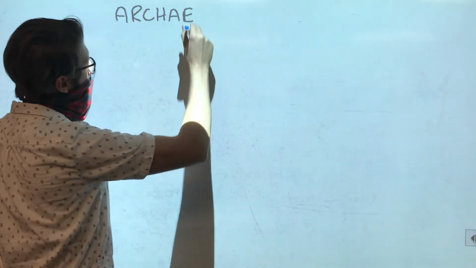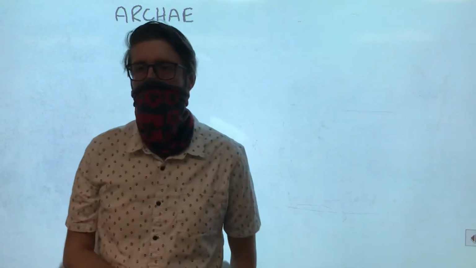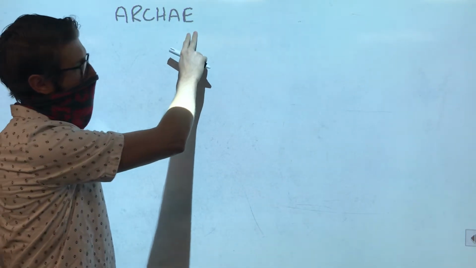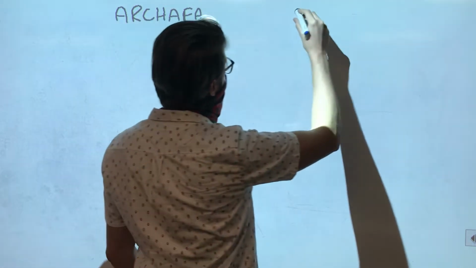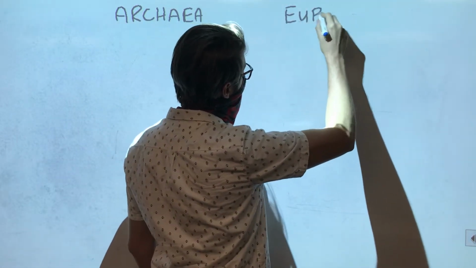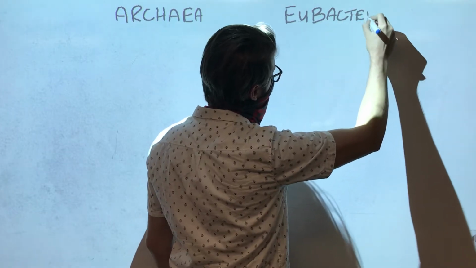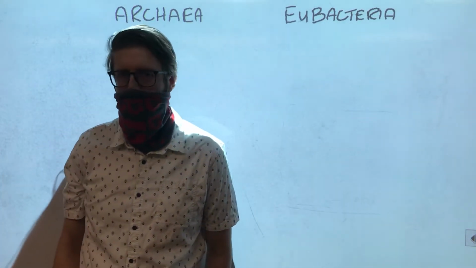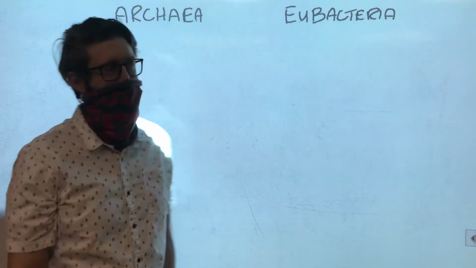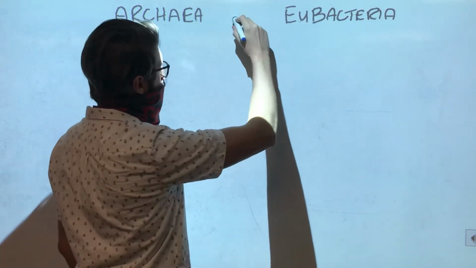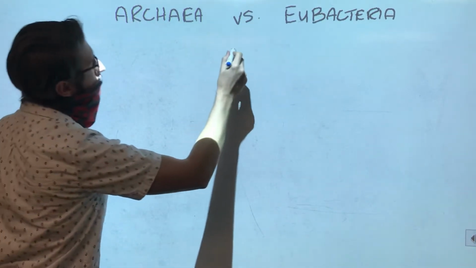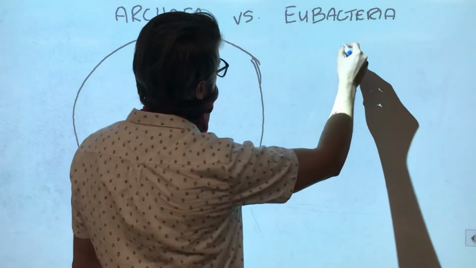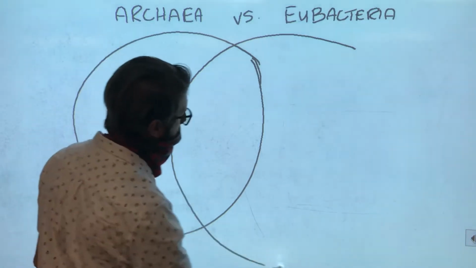So once again, there's two kinds of bacteria, okay? There's what we call archaea bacteria, and there's what we call eubacteria, or just bacteria, okay? No one ever says eubacteria. It's just bacteria, all right? I'm just trying to be official. It's just two different kinds of bacteria.